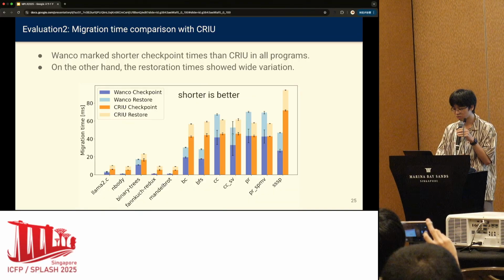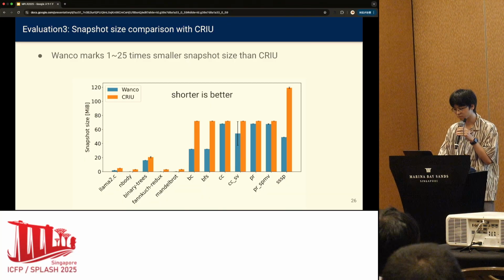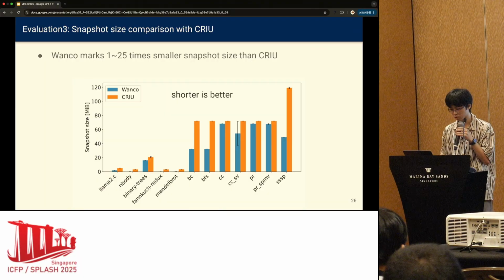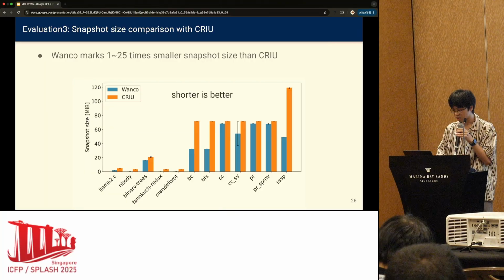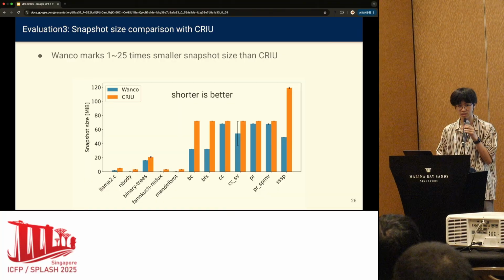Our machine code level instrumentation enables fast migration operations. Next, snapshot size. Snapshot size is another advantage. We compare the snapshot size of Wanko with that of CRIU. As I mentioned before, CRIU is a tool to migrate a Linux process, and Wanko makes the snapshot 1 to 26 times smaller than CRIU.